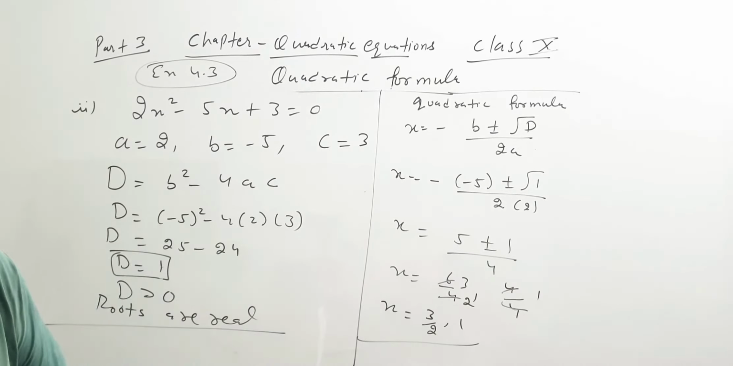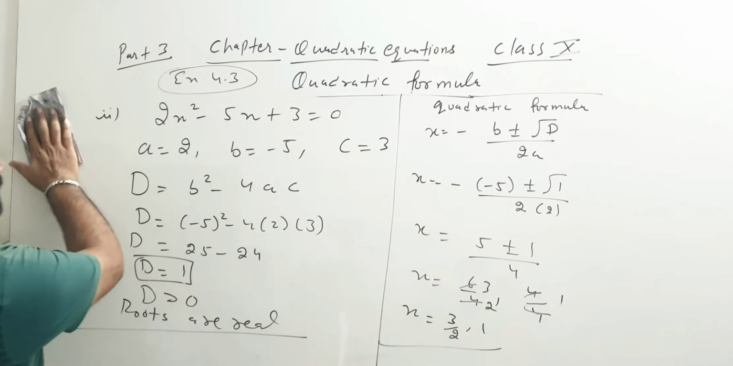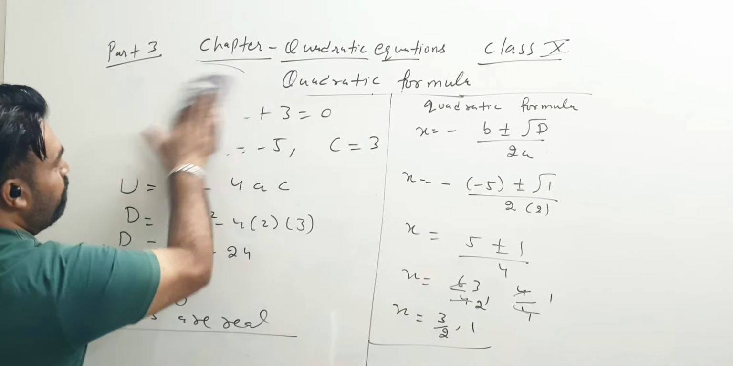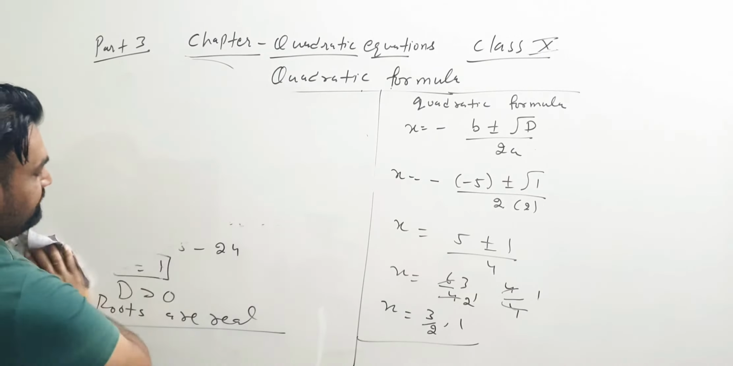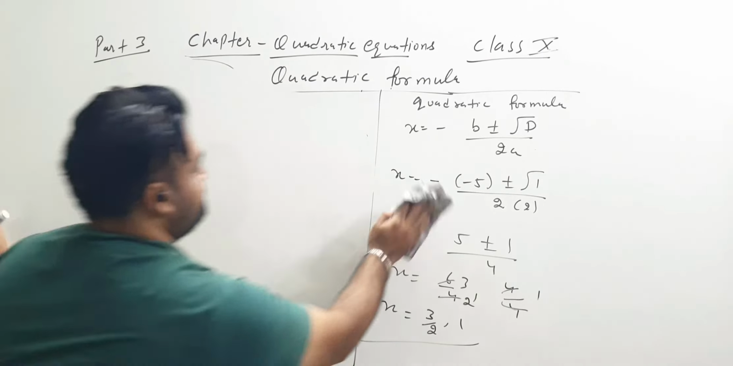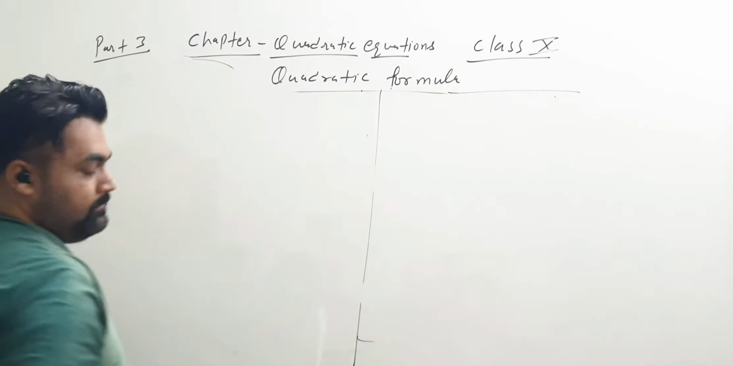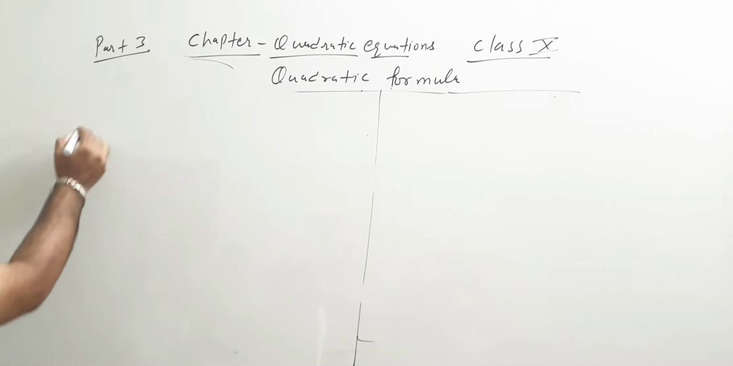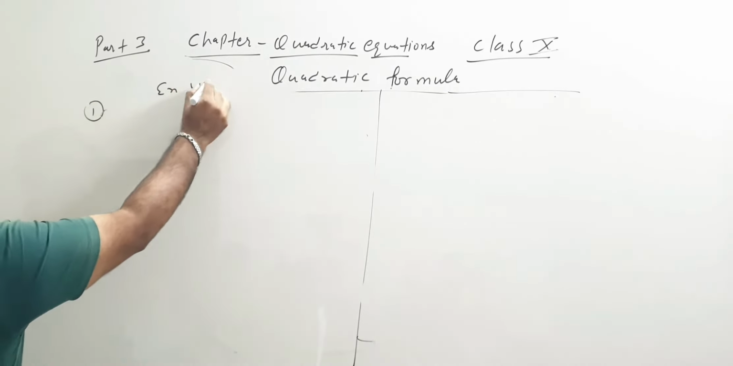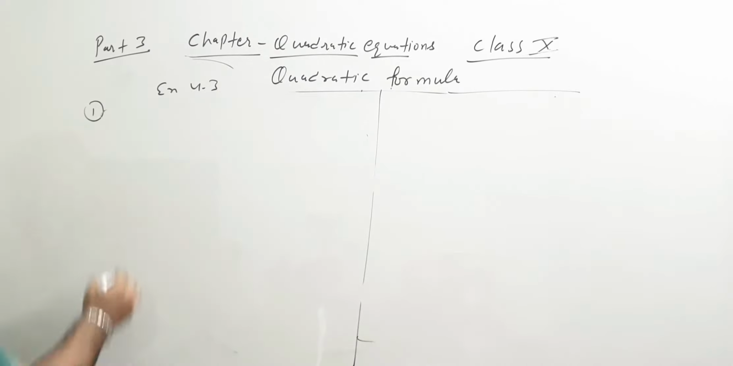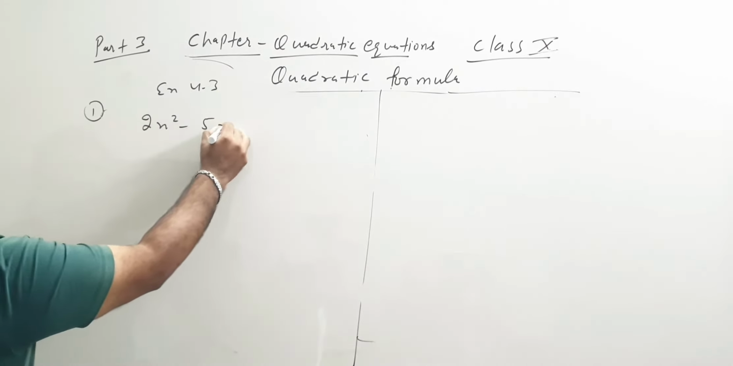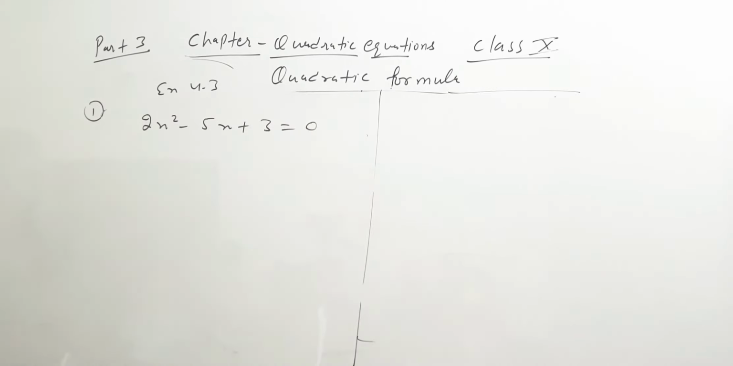Okay, now we will shift to the first question, first part, exercise 4.3. So the first question is exercise 4.3, 2x square minus 7x plus 3 equals to 0.